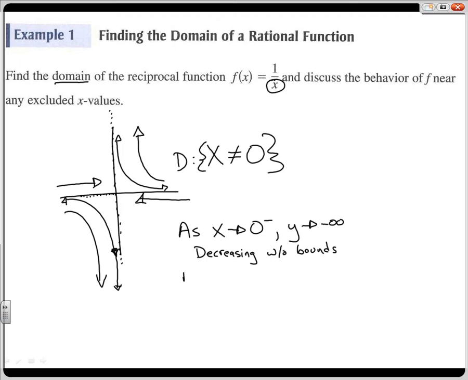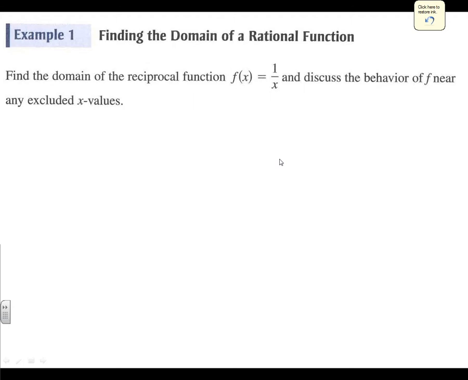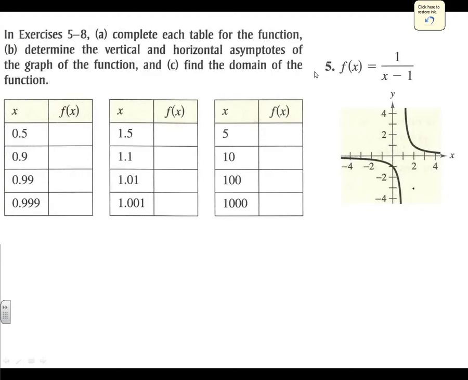And so the flip side of this is, as x approaches 0 from the positive direction, as it gets closer and closer to 0 from the right, our y values are going up and up and up. So as x approaches 0 from the positive, y is approaching positive infinity. Or we can say increasing without bounds. All right, so go ahead and take a look, if you would, at the first example here. Problem 5. So go ahead and pause this and try and solve it, and press play when you're ready.